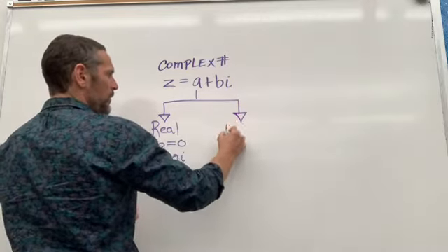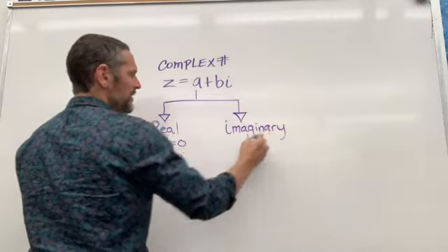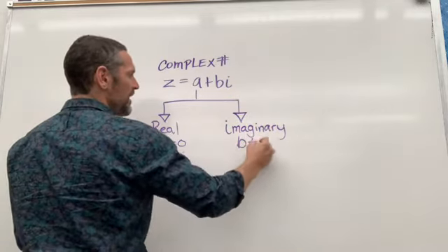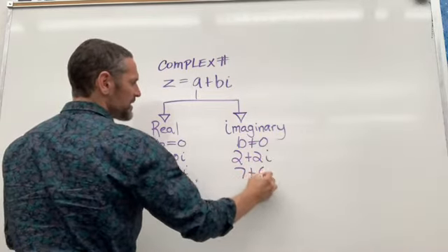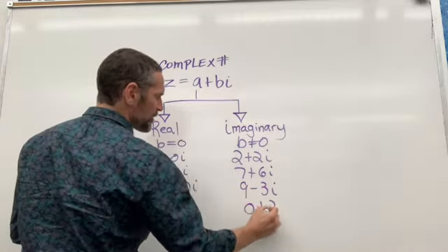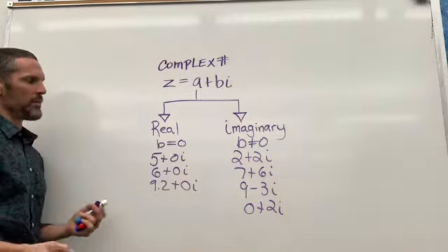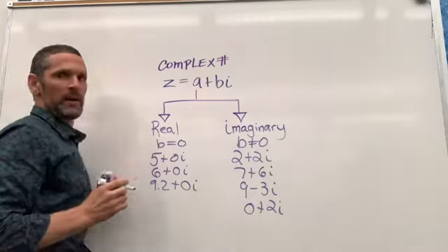When we're talking about imaginary numbers, the b part does not equal 0. So 2 plus 2i, 7 plus 6i, 9 minus 3i, 0 plus 2i. These are all imaginary numbers. Of course, 0 plus 2i would be just written as 2i.